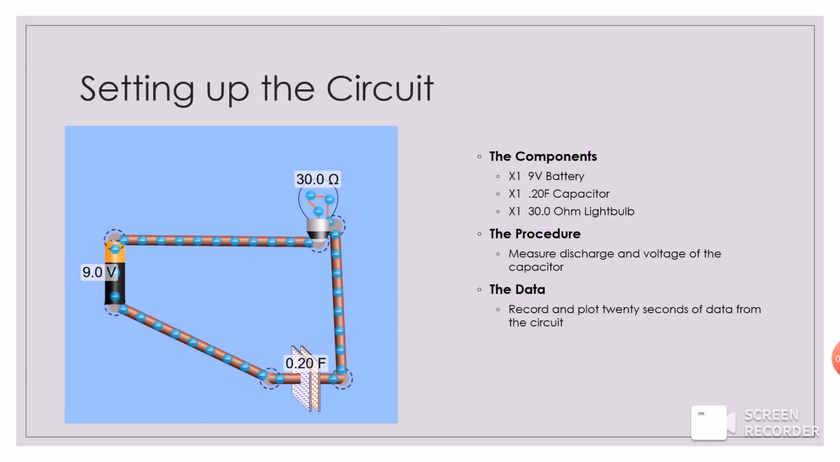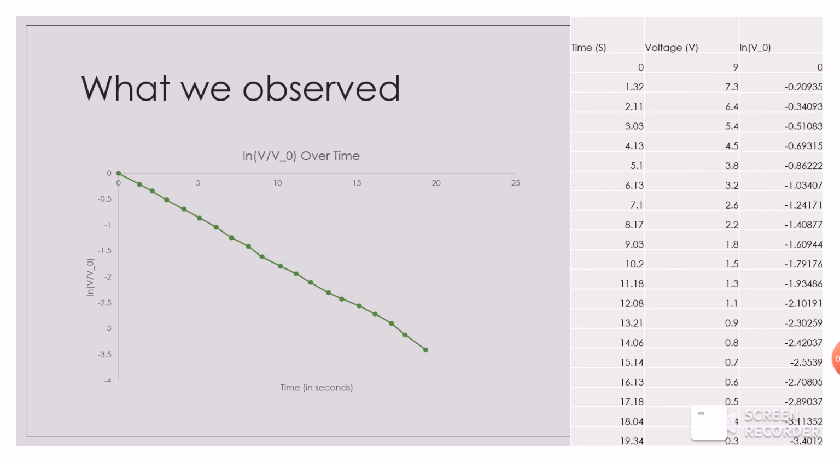Alright, setting up the final circuit, we had a 9 volt battery, a capacitor, and a 30 ohm light bulb. Procedure was to measure and discharge the voltage of the capacitor, and we recorded and plotted 20 seconds of data from the circuit. This is what we observed of the voltage over time. As you can see, it follows a fairly linear path of regression.